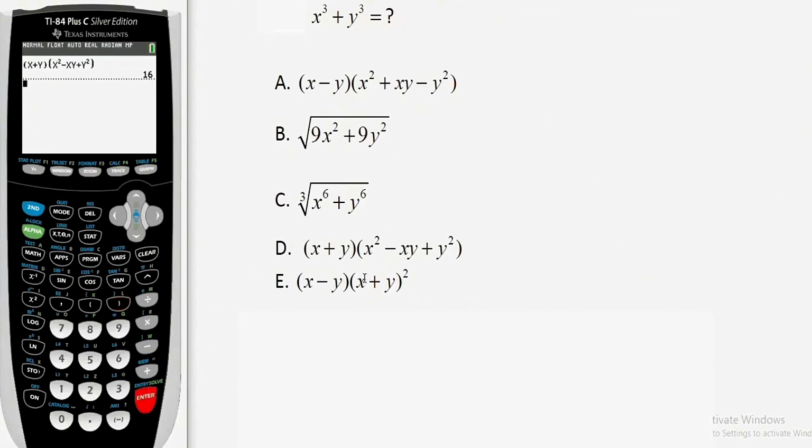Option D. This is basically how you can solve this problem using the TI-84 plus scientific calculator fast and easily. Hope you learned something interesting from this video. Let's call it a video here, guys.